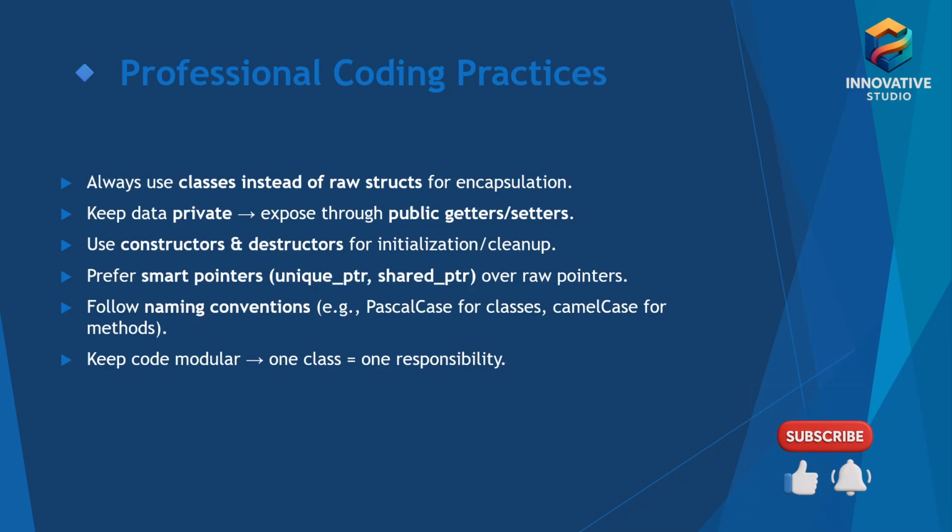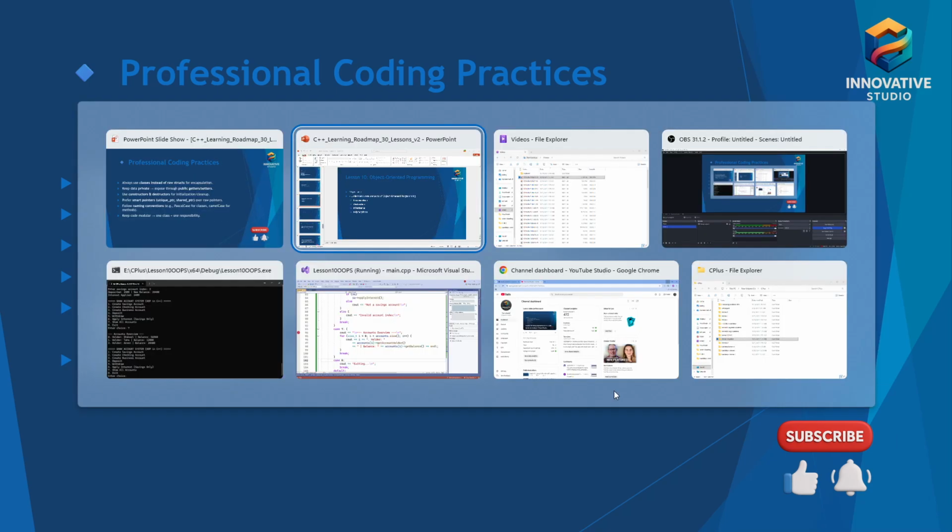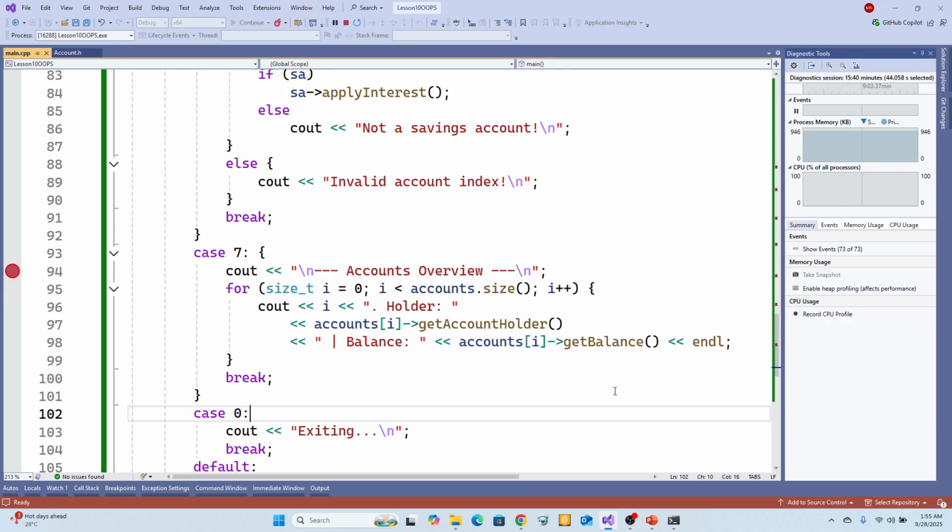So let's move on to our practical code example. First, I will explain the code and all the properties, like how we implemented encapsulation, abstraction, inheritance, and polymorphism. Let's move on to the Visual Studio 2022 IDE, and we will use it for our coding example.